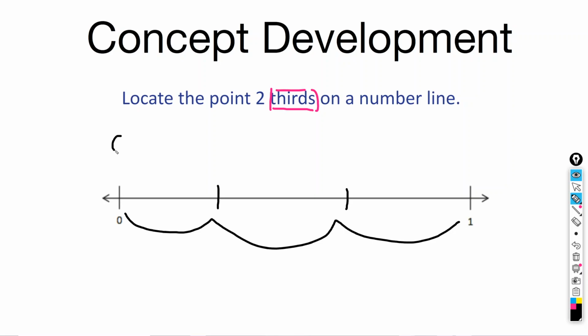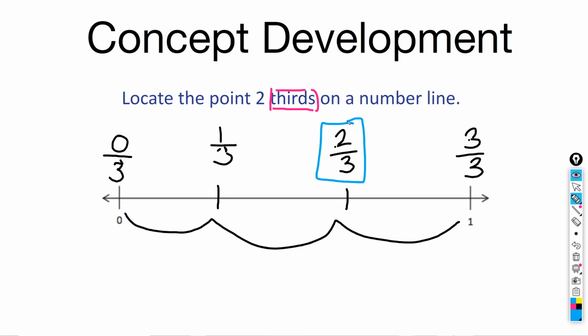So over here, so far I have 0 thirds. Now I have 1 third, 2 thirds, and when I get to 1 whole, I have 3 thirds because I've used all of my thirds. Well, I need to locate the point 2/3 on my number line, and that point is right here. So I'm going to put a point on 2/3, and that is where 2/3 is on our number line.